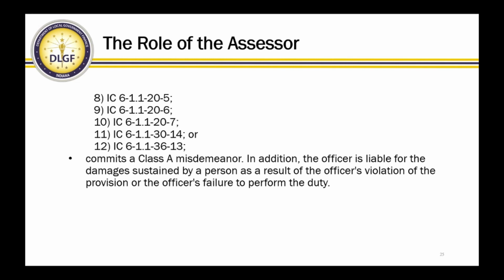And in addition, the officer, not the office, but the officer or the individual, is liable for damages sustained by a person as a result of their violation. So there could be monetary damages sustained and paid to the person who is aggrieved by the action or inaction of the official.